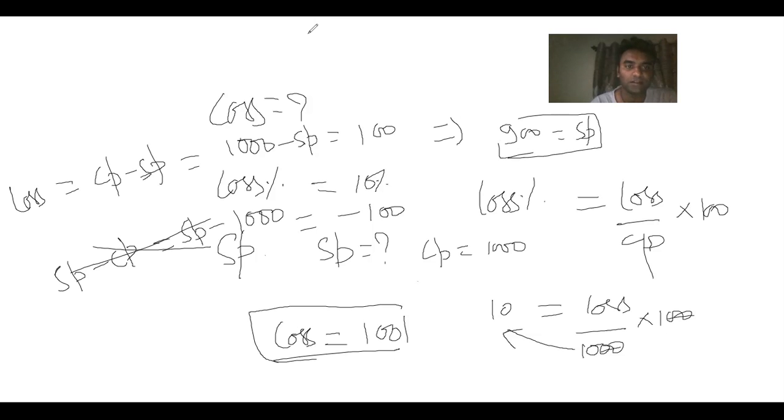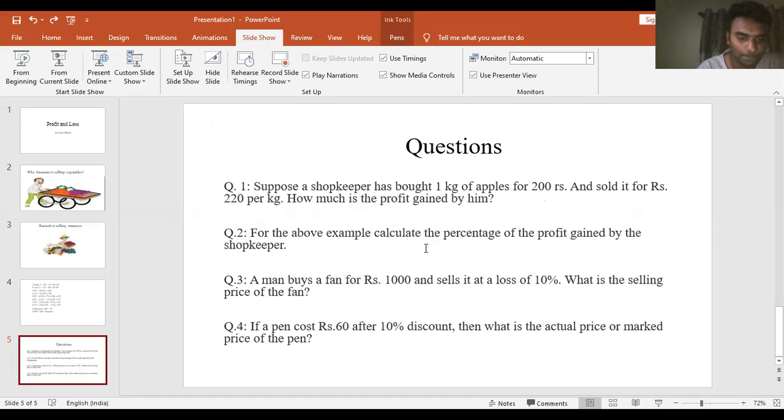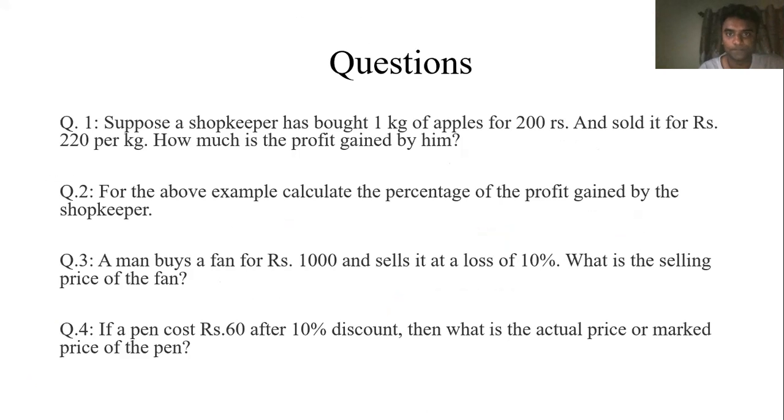I'm going to share that screen again. All right. So we are done with question number 3. Question number 4 is all about discount, right? Suppose the cost of the pen is rupees 60. After selling it at a discount of 10%, then what should be the actual price? Sorry, this is not the cost price. This is the cost after providing the discount, correct?